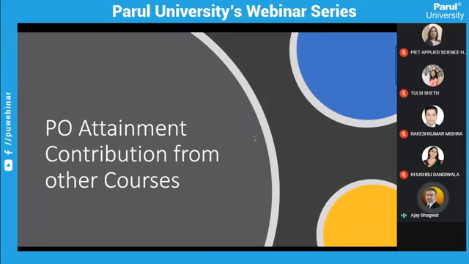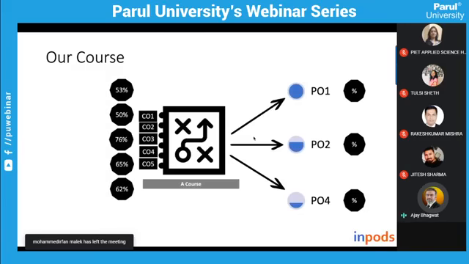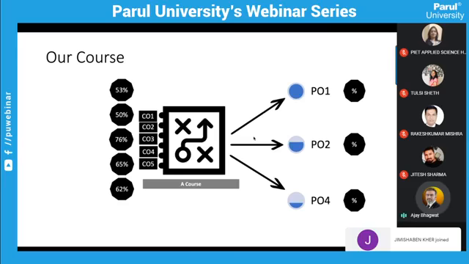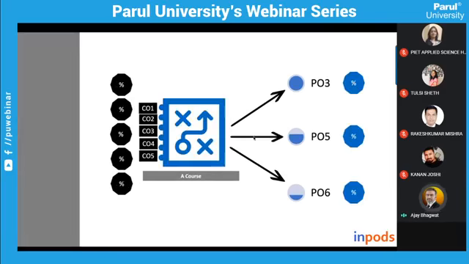Now, we have been talking about one course so far, but the beauty is that in the same term, multiple courses are being learned by the students, and these courses are delivered by multiple teachers. So each of these courses is delivering some attainment percentage to the POs, because every course attainment calculation is happening independently, and since all the courses are mapped with the POs, they will start contributing their percentages to the corresponding program outcome. So this is course 1, this is course 2.